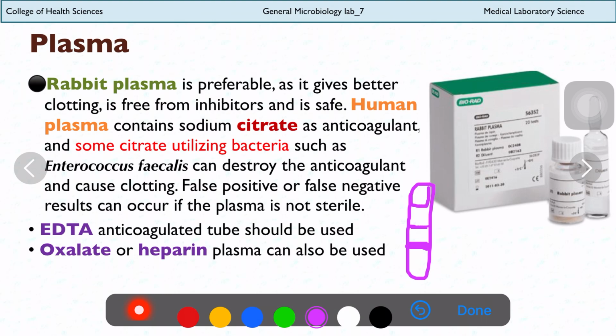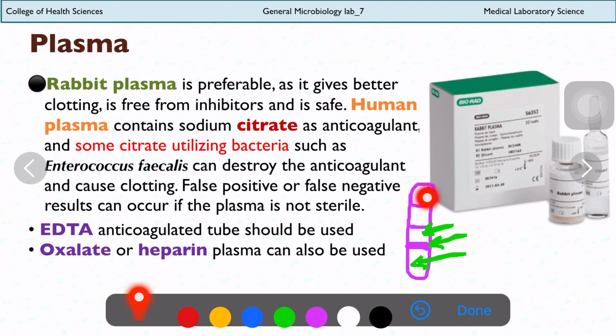So this layer, we have packed red cells here, and here we have plasma at the top, and this middle layer is known as the buffy coat. But be careful, in order to see these 3 different layers you have to use a test tube with anticoagulant in order to prevent clotting.